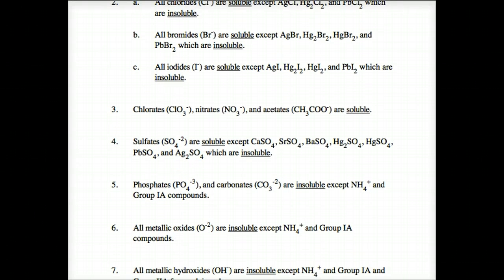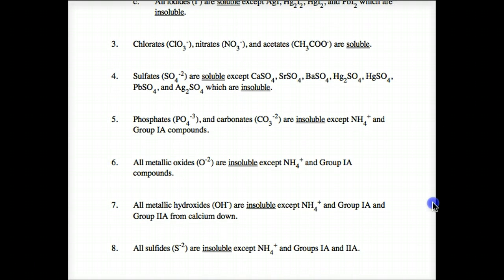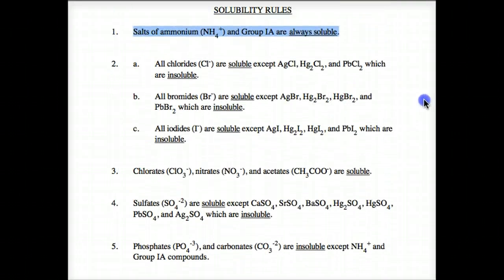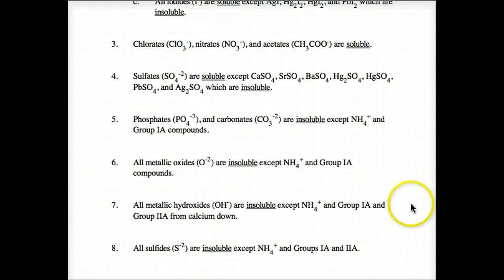You look at chlorates, sulfates, phosphates, most of our metallic oxides, hydroxides, sulfides, etc. You kind of get an idea. And most of our exceptions run back to number one. Ammonium and 1A are always soluble. So that's where we get a lot of this from.